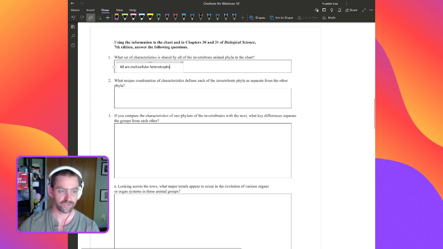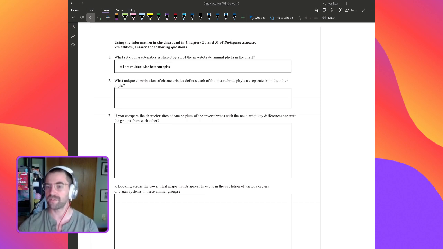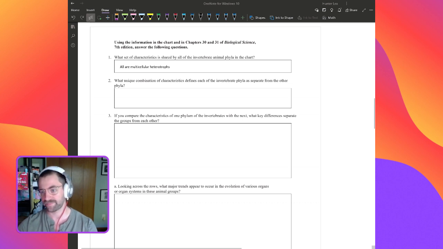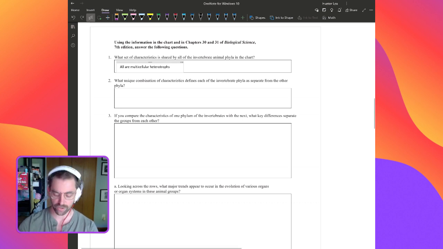Hetero, other, trophs, energy or consumption. I'm actually not sure what troph means. Nourishment. Troph is a combining form used like a prefix meaning nourishment. So hetero meaning other, and troph meaning nourishment. So getting nourishment from other organisms or other sources.